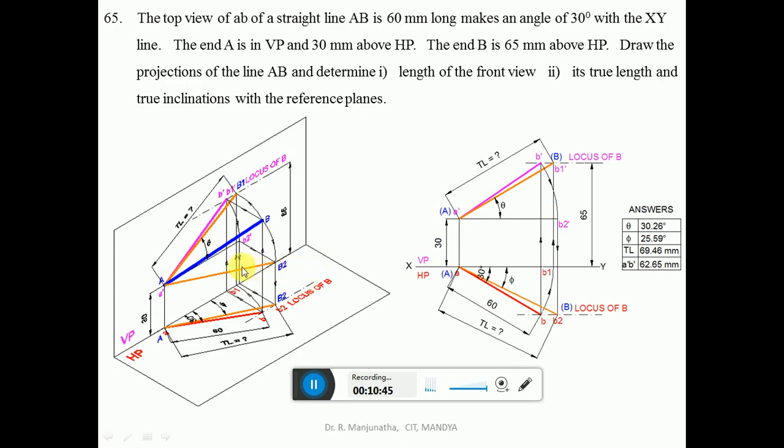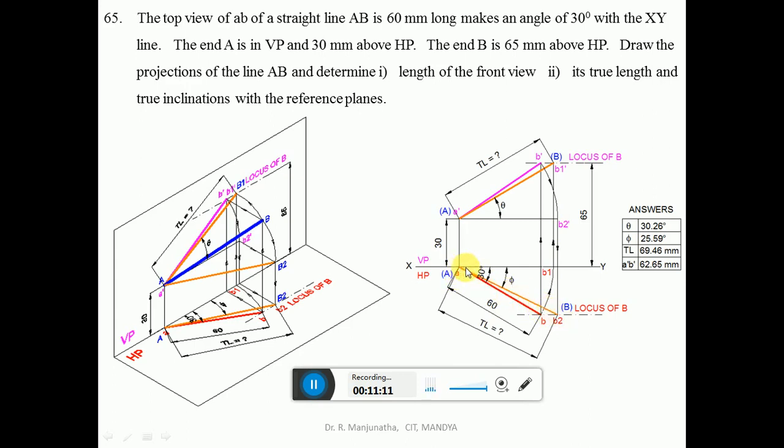here. With a as center, taking the radius of ab, draw an arc such that a is above HP and b2 is also above HP by 30 mm. So this line is parallel to HP. When you project this down onto the horizontal plane, it is going to cut the locus of B in the top view. So this point becomes b2. Then join a and b2 a little bit thicker than the projector line.